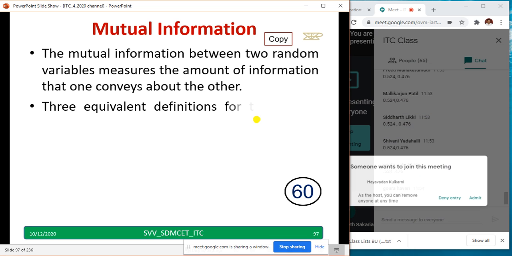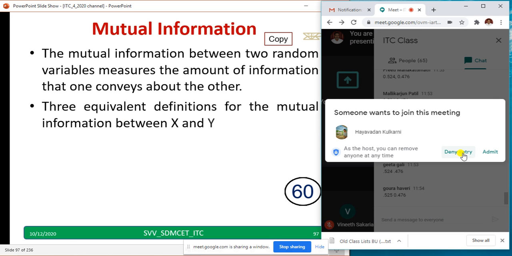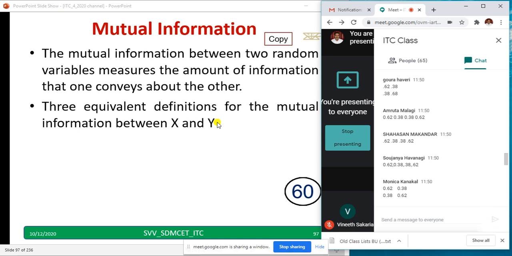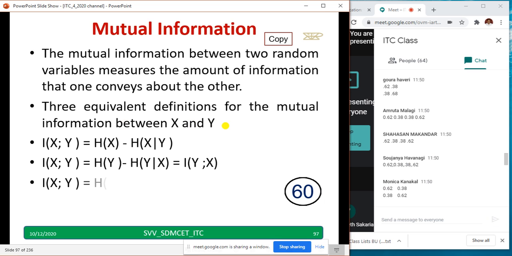Three equivalent definitions for the mutual information of x and y. I of x comma y equal to H of x minus H of x given y. These three equations I want you people to copy. I think they were there on the previous slide also, and we are going to use these while solving the problems. So I of x comma y equal to H of x minus H of x given y. If you remember these, it will be helpful to solve the problems.